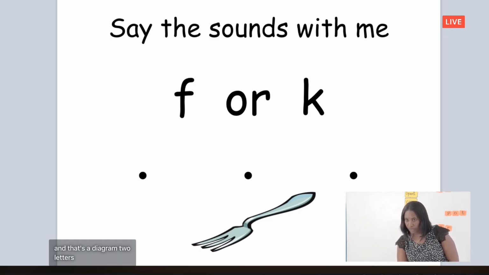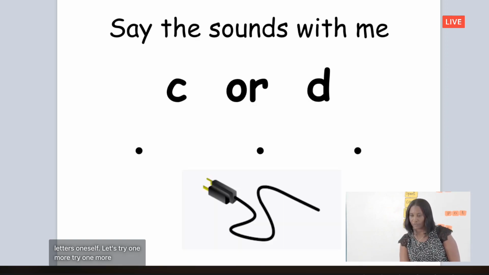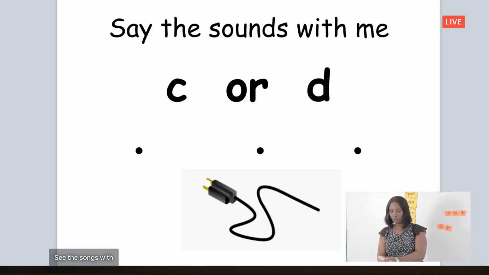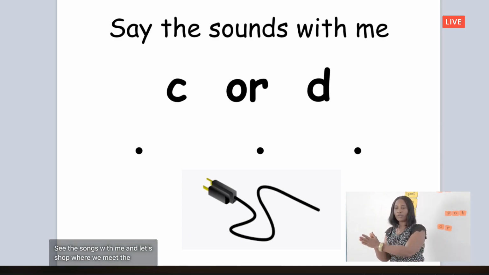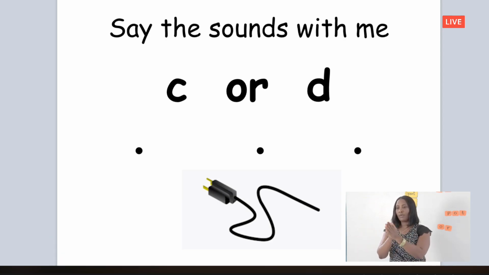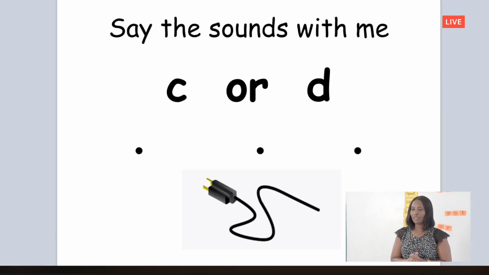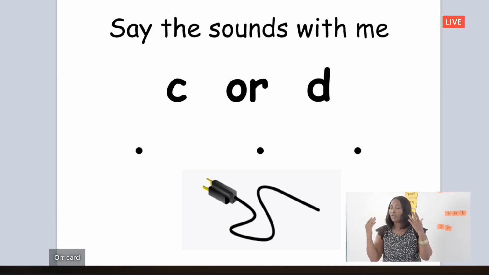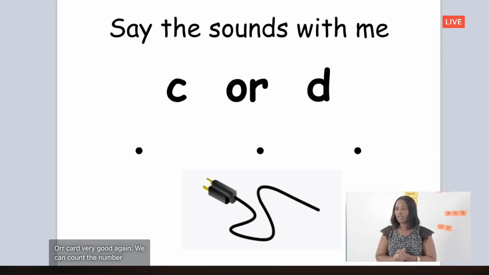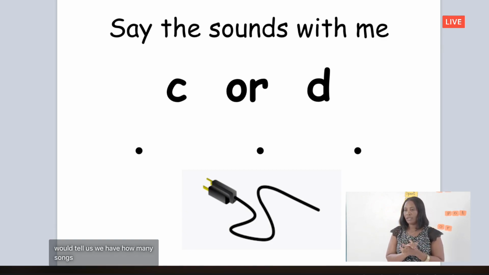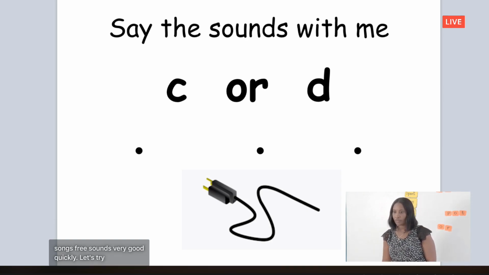Let's try one more. Try one more with me. Say the sounds with me. And let's chop while we make the sound. Or d. Cord. One more time. Or d. Cord. Very good. Again, we can count the number of dots below the word this time. That would tell us we have how many sounds? 3 sounds. Very good.